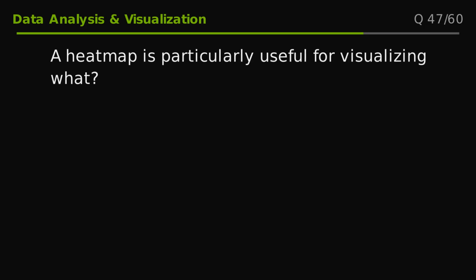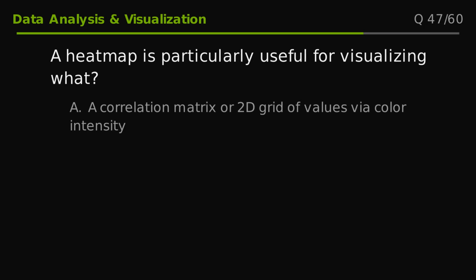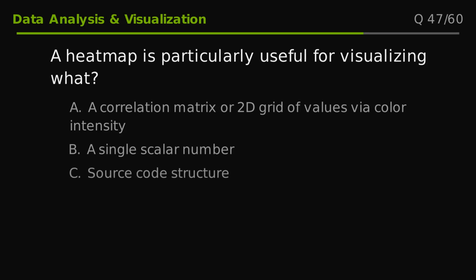Question 47. A heat map is particularly useful for visualizing what? Option A, a correlation matrix or a grid of values via color intensity. Option B, a single scalar number. Option C, Morse code structure. Option D, audio waveforms.